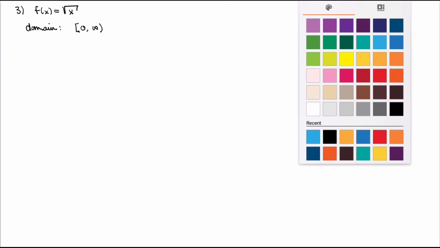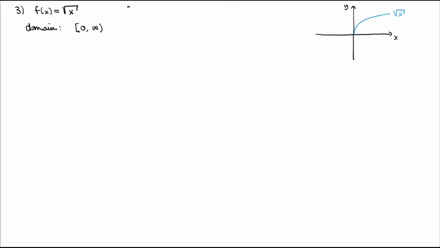Okay, now I want to calculate the derivative function. So I'll do that explicitly from the definition. Let me recall the definition: it is the limit as h goes to 0 of f of x plus h minus f of x, divided by h. And then I can substitute f for the actual value of my function. I get square root of x plus h minus square root of x, divided by h.